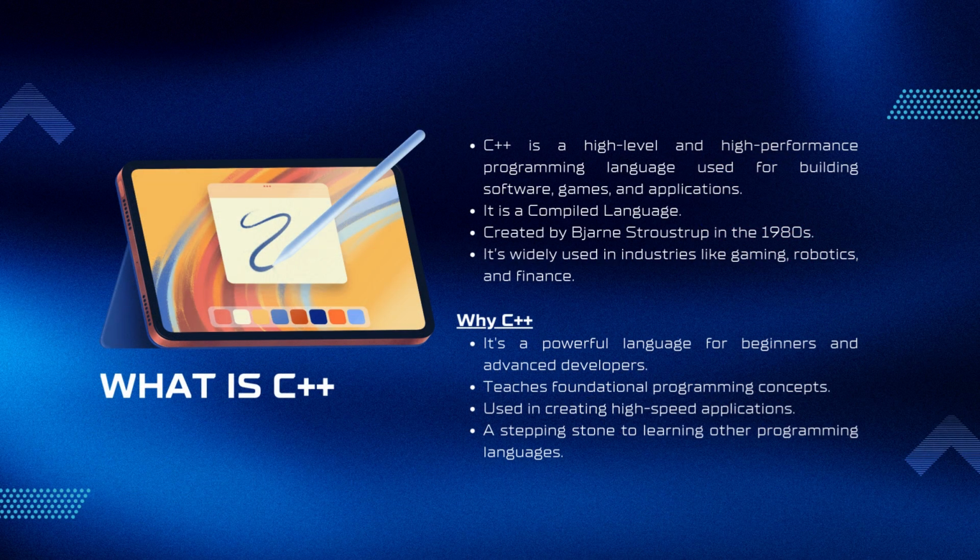C++ is a high-level and high-performance programming language used for building software, games, and applications. It is a compiled language. It was created by Bjarne Stroustrup in the 1980s. It's widely used in industries like gaming, robotics, and finance.